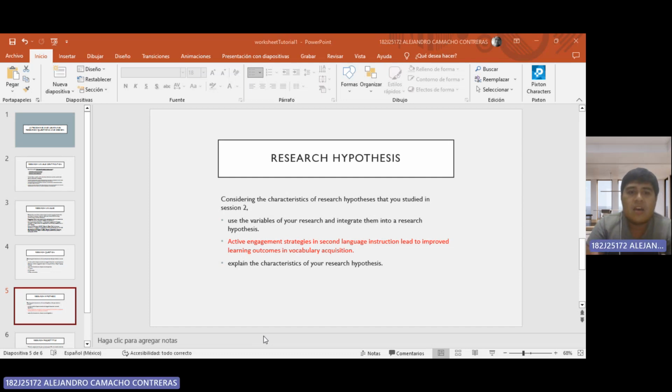The research hypothesis suggests that incorporating engagement strategies in second language instruction can possibly have an impact on the process of vocabulary acquisition. Also, the hypothesis implies that engagement strategies, which may include collaborative learning, authentic language use, and multimedia resources, increase the effectiveness of learning vocabulary.